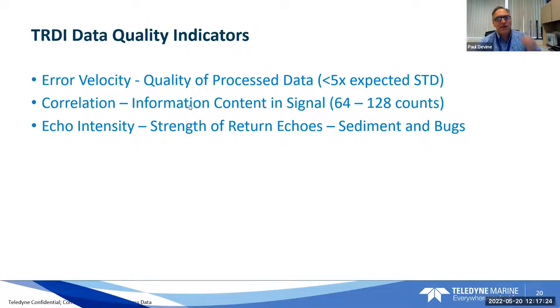Correlation is the information content, meaning how well did the ADCP ping, basically the front end of the ping, correlate with the back end of the ping. So it's about the information content in the signal return. And then the echo intensity is the strength of the return. How loud was the acoustic return? And it's proportional to sediment.